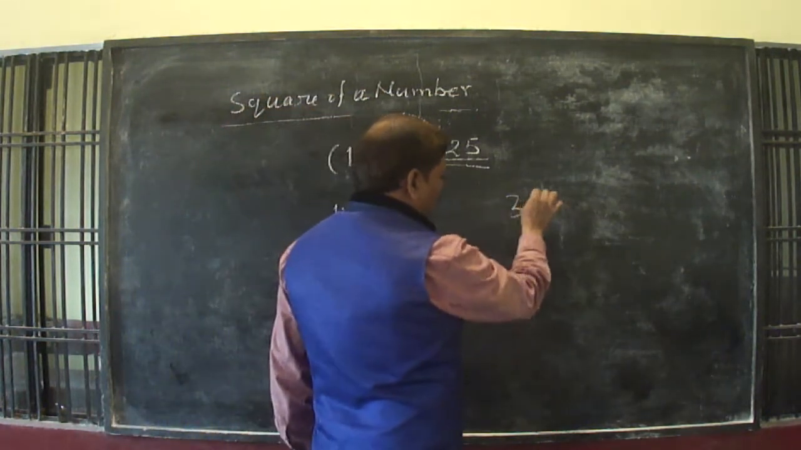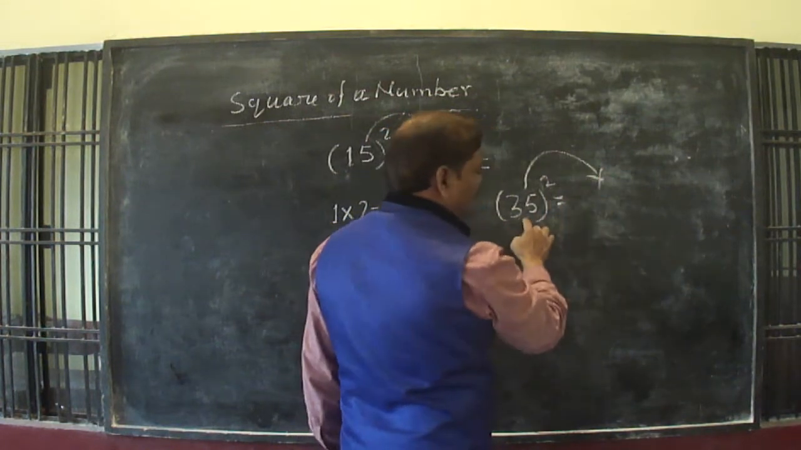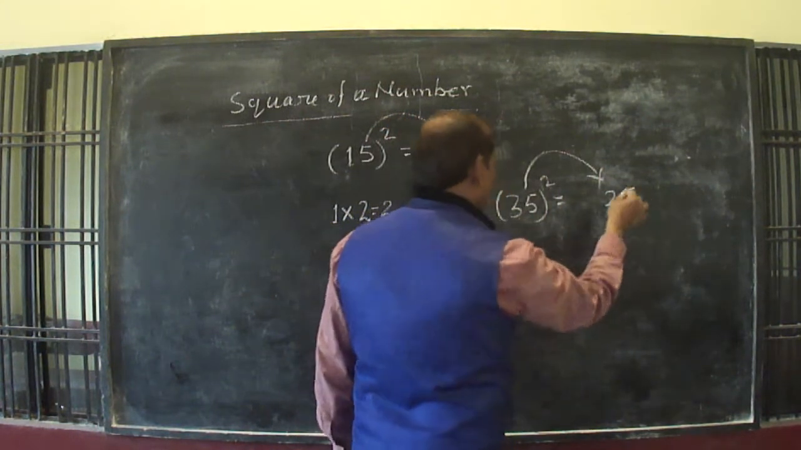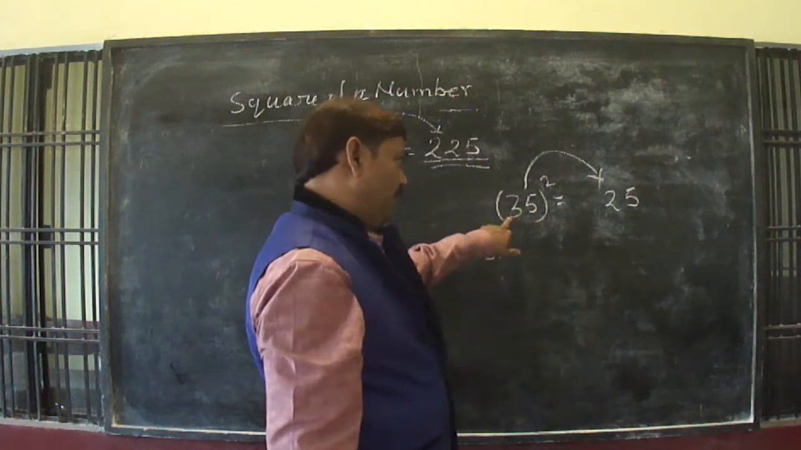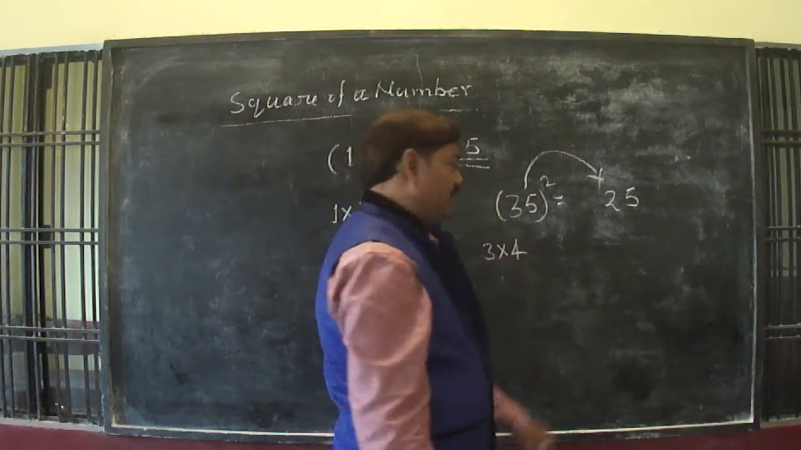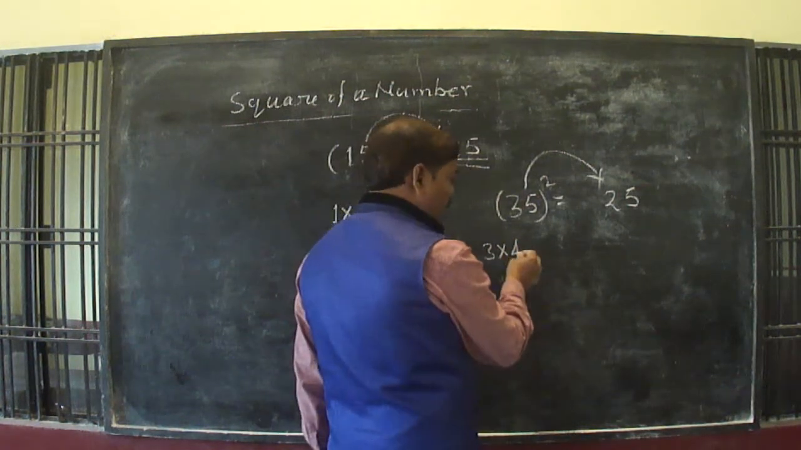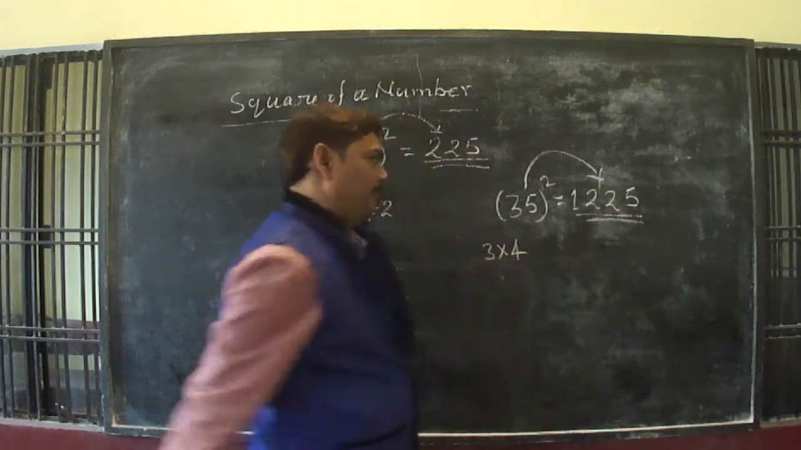Similarly, if we want to square 35, then we put the square of the 5 is 25, and then in this place we write 3 into the next number, that is 4. 3 into 4 is 12. We put here 12. We get the square of the 35, that is 1225.